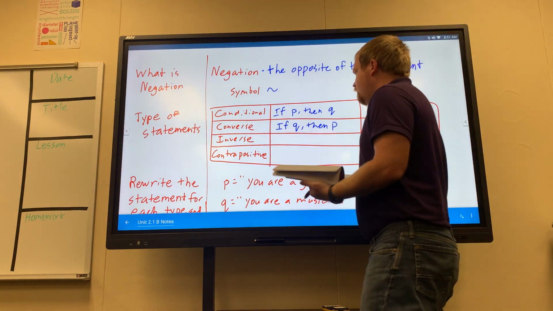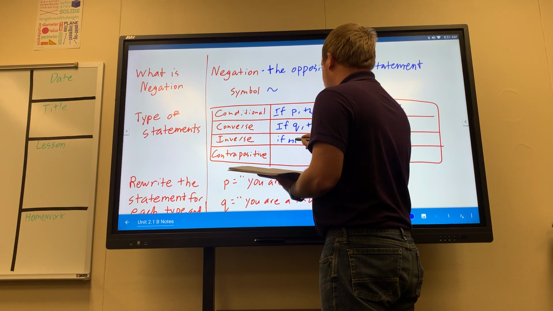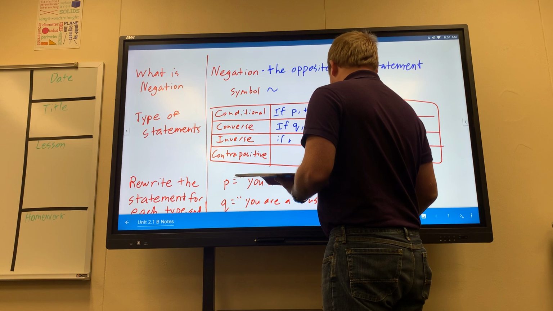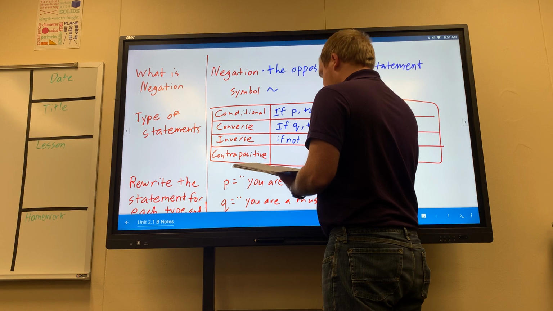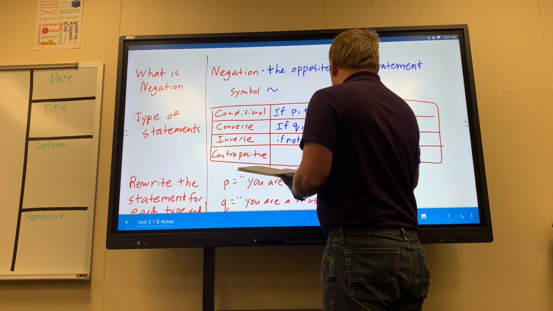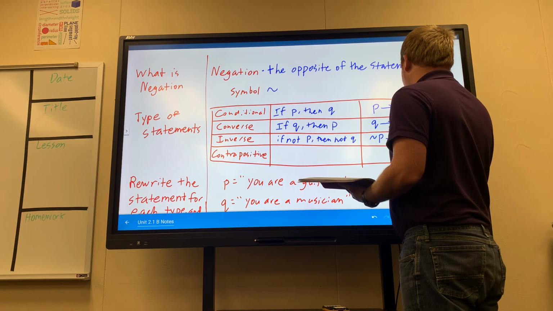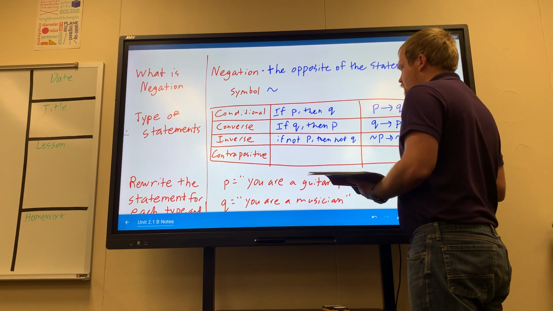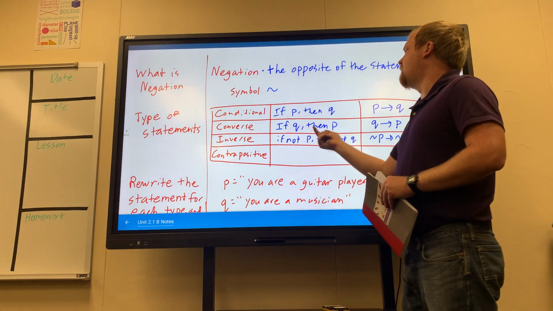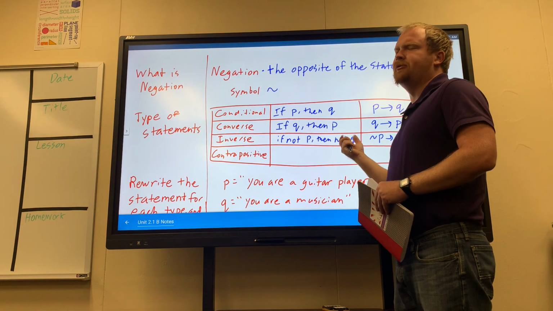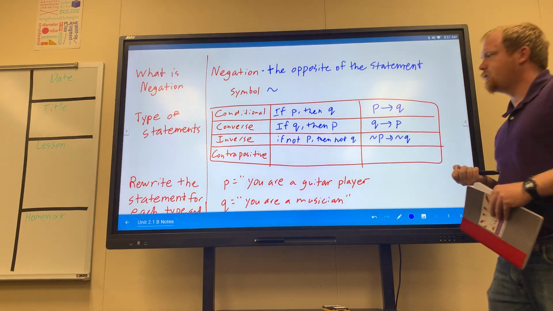Now the inverse is if not P, then not Q, which means the negation of P goes to the negation of Q. Just like that. That's what inverse is. It's just the opposite of P and the opposite of Q. If not P, then not Q.